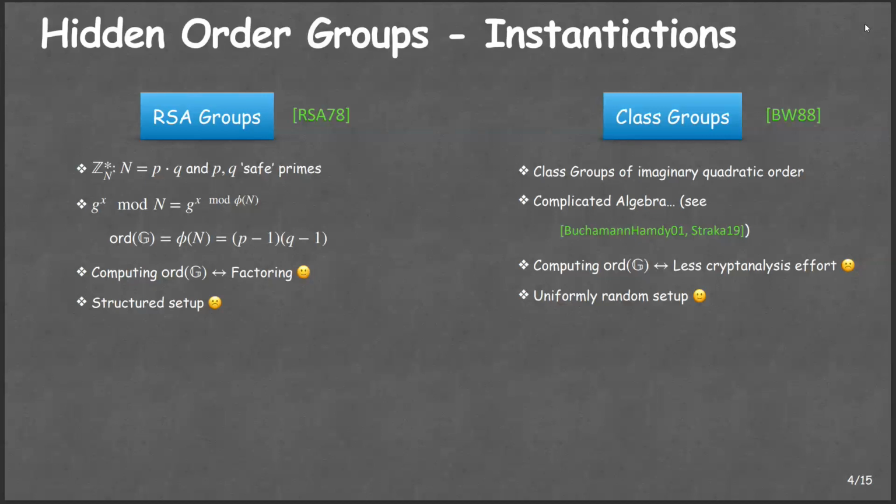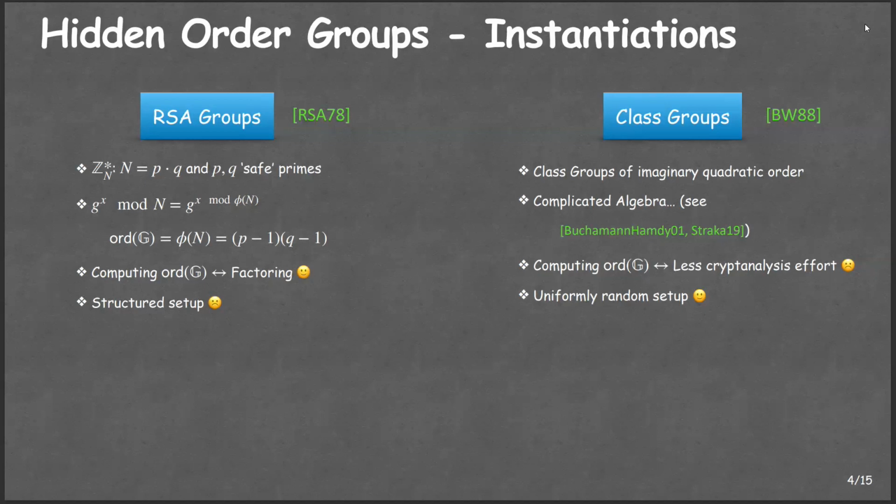So this is good news because factoring is a very well-studied assumption in cryptography. On the other hand, we have a structured setup because this n is highly structured. It's a product of two safe primes. Then we have, on the other end, class groups of imaginary quadratic order. The way that they work is much more complicated. It's not the scope of this talk. I'm not even an expert to describe how they work. The good thing is that we know how to generate them in a transparent way with uniformly random bits.